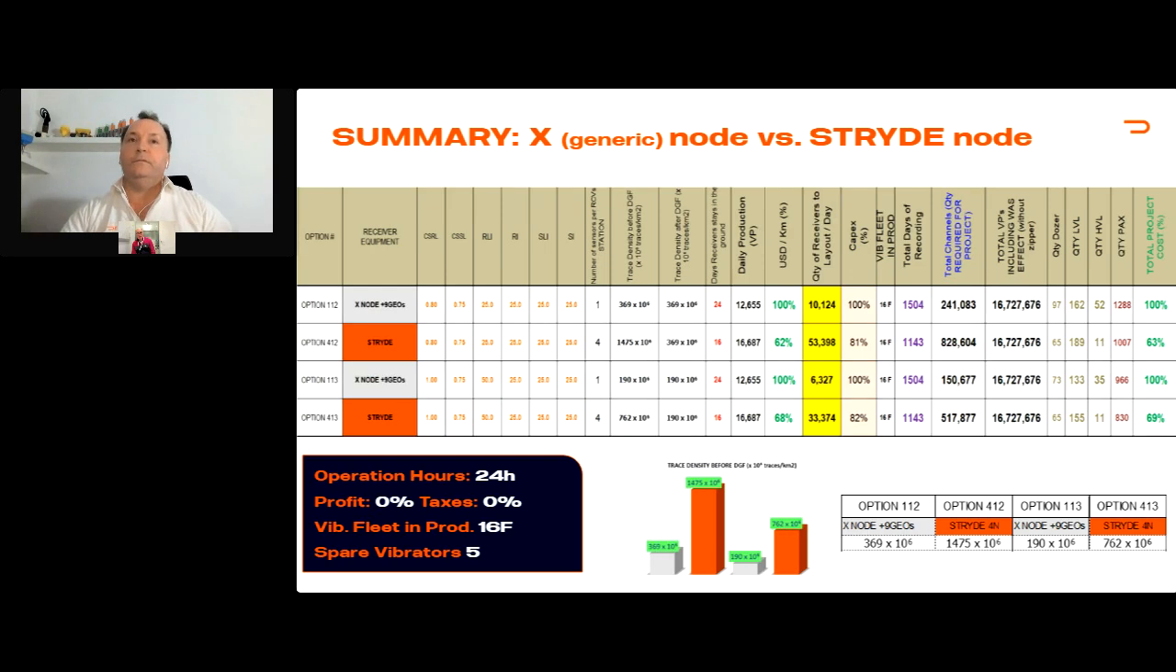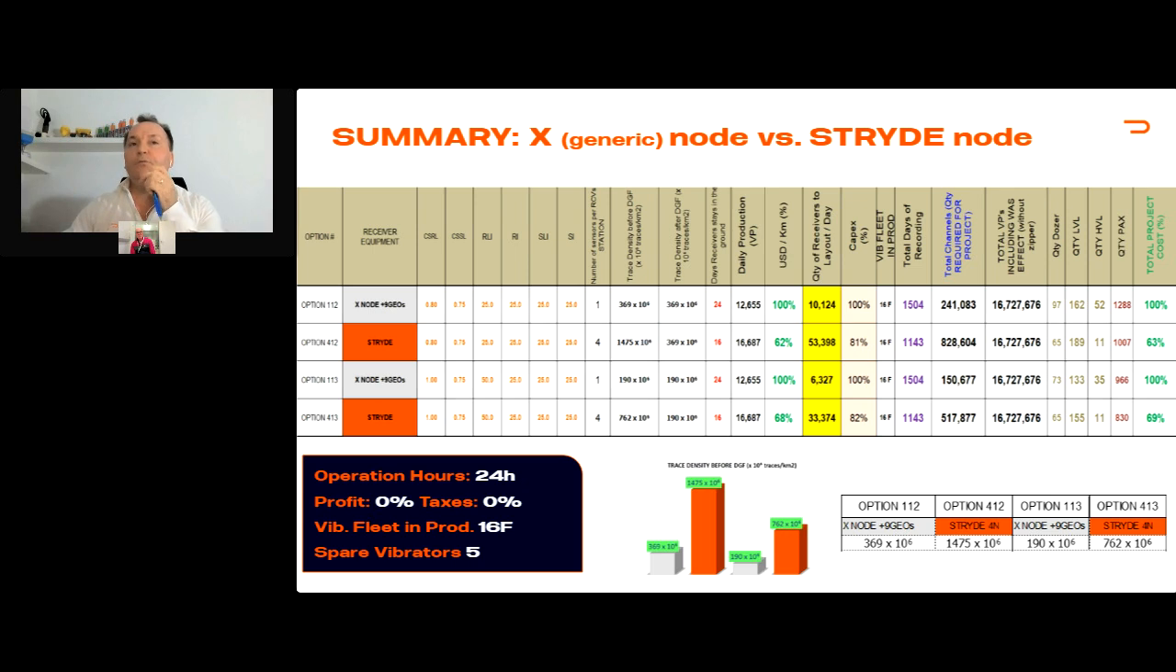As a summary, looking at financial, comparing the generic node plus a string of phones with a node system for the very high density, you would spend about 63% of what you would spend if you had the same crew with generic node on the geophone, if you go stride node. And with a lower density, you would spend about 69% compared to spending 100% with a string of geophones.